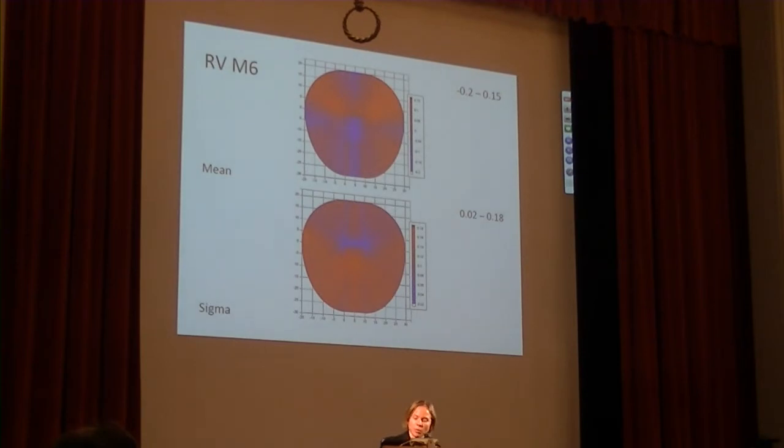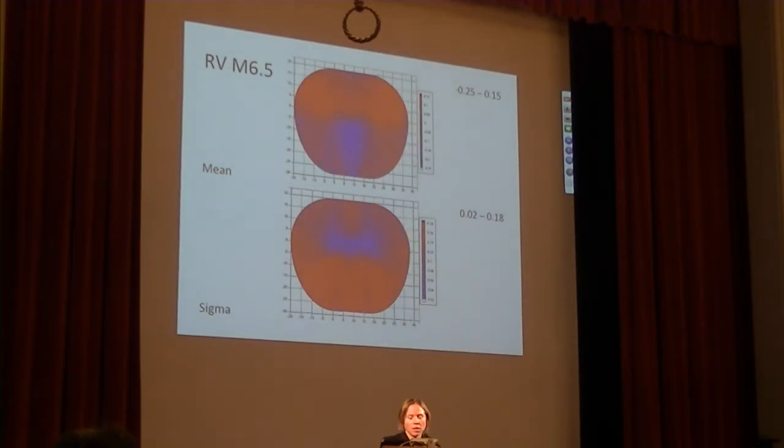Okay, well, I'm just going to keep flipping through the reverse cases then for you guys. So for the 6.5, the other thing to note is the hanging wall for most of these cases has a slightly negative or close to zero mean bias, but that is where the largest increase in the standard deviation is.